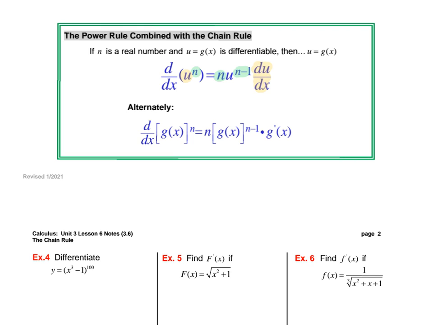Remember that our inside function stays the same when we just do the power rule. An alternative notation would be this guy down here.